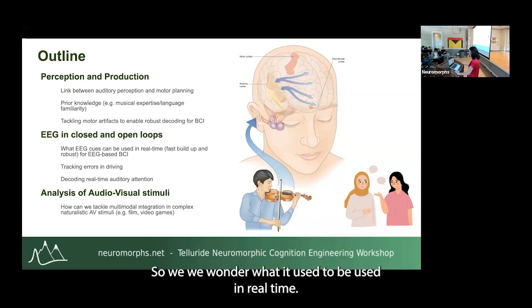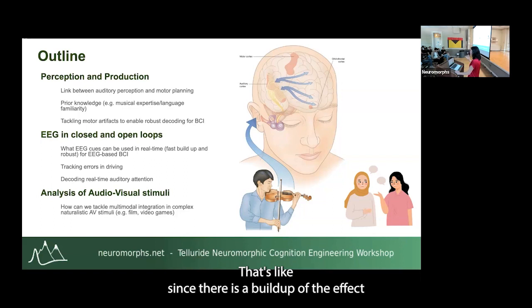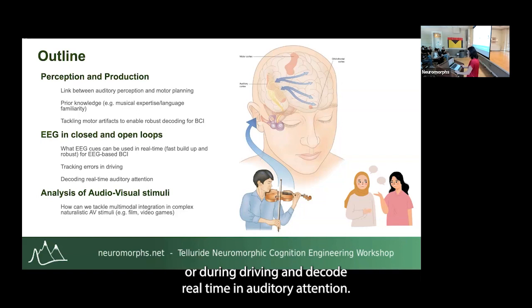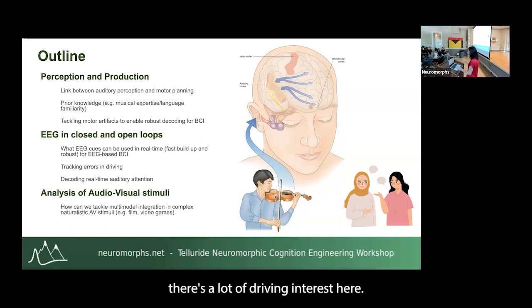We also implemented different efforts to have EEG in closed and open loops. So we wondered what EEG cues can be used in real time, where there is a fast buildup of the effect and it is robust enough that we can actually track it using EEG-based BCIs. And we used that to track error during driving and decode auditory attention in real time. And also in the context of driving, there's a lot of driving interest here.